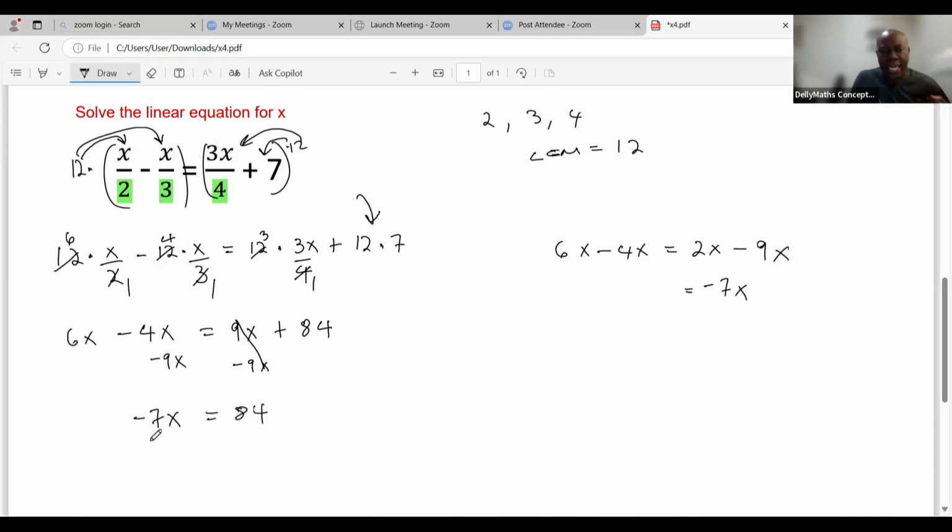Finally, to find x, I will now divide both sides by negative 7. Negative 7 would have canceled itself. I'm going to put my answer here. So x is equal to 84 divided by negative 7, which is negative 12. So there it is for my final answer.